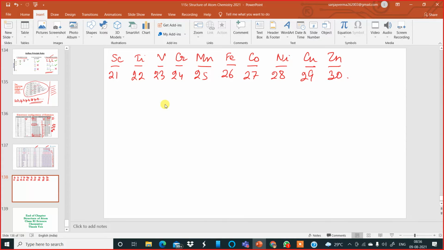Now first I will write down the electronic configuration of scandium. Scandium atomic number is 21. So 1s2, 2s2, 2p6, 3s2, then 3p6, then 4s2, 3d1. Now let us check the total.